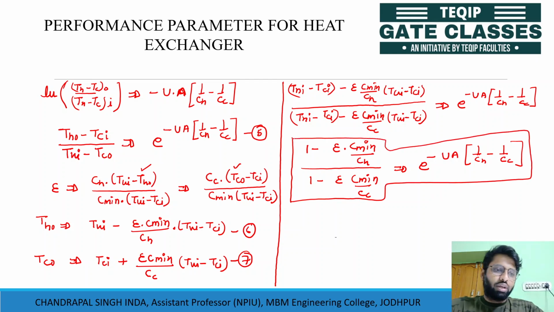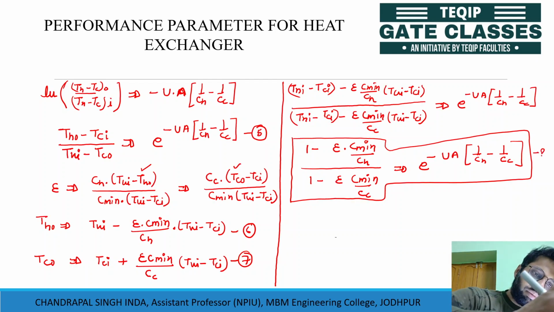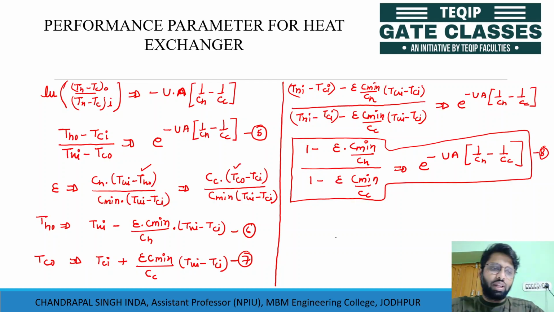To make calculation easier, we use equation number 8, and we'll have two cases. As here we don't know whether the heat storage capacity of the hot fluid is minimum or the heat storage capacity of the cold fluid is minimum, therefore I am considering the two cases. In case number one, we will have the C minimum which is related to the hot fluid, and in another case we will have C minimum related to the cold fluid.